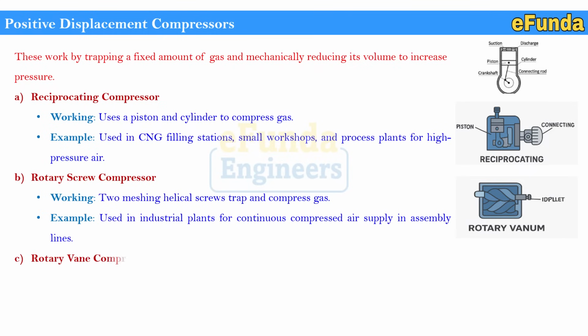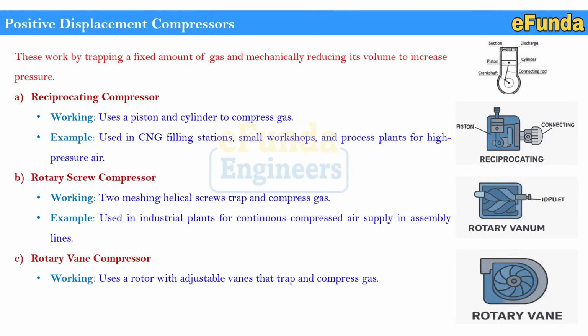Third is the rotary vane compressor. One can refer to the picture where it works using a rotor with adjustable vanes which trap and compress the gas. This is how the rotors are used to trap and compress the gas. Example, used in automotive service stations and low pressure industrial applications. This is how the positive displacement compressors are used for various applications depending on the need of the customer.